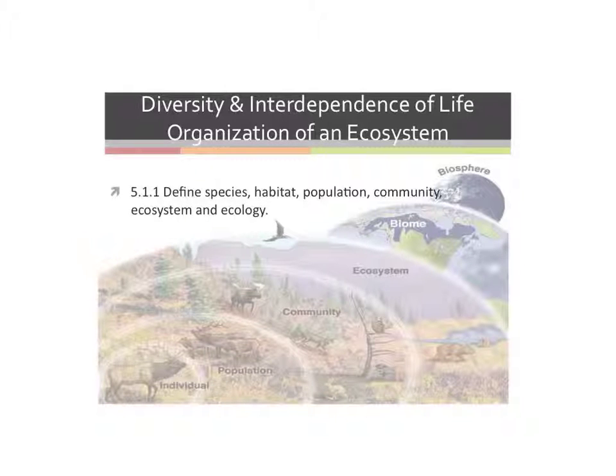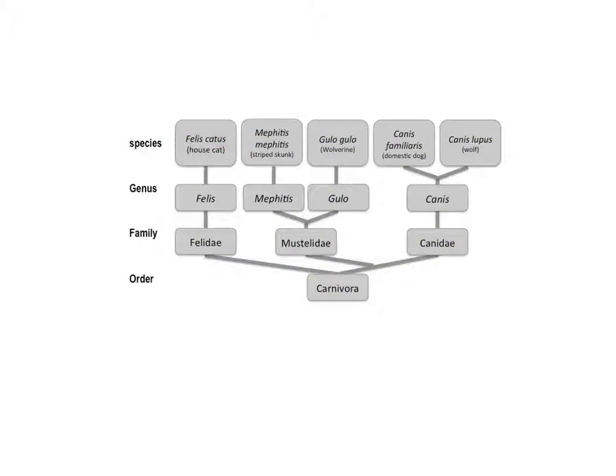So to start us off on our final unit of diversity and independence of life, we're going to first take a look at the organization of an ecosystem by defining the terms species, habitat, population, community, ecosystem, and ecology. To start off, let's define the word species.